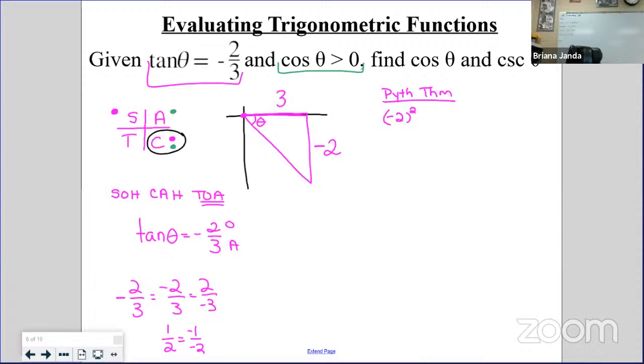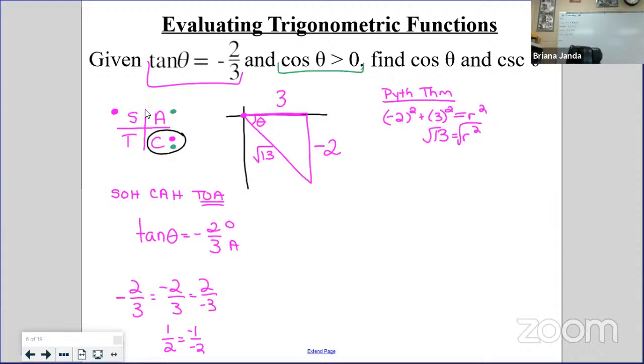Remember, I don't really need the signs in here because everything's going to turn out positive. 2 squared is 4, plus 3 squared is 9, plus 4 is 13. Oops, I said put plus. And it looks like our hypotenuse will not simplify. It is just the square root of 13.